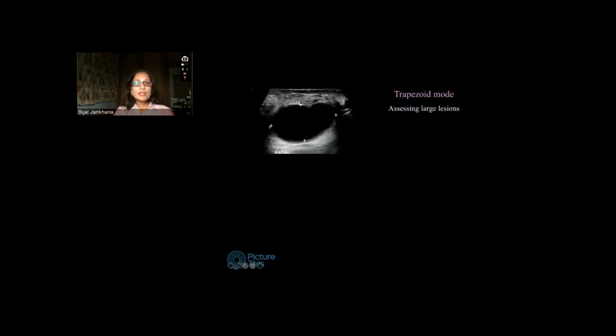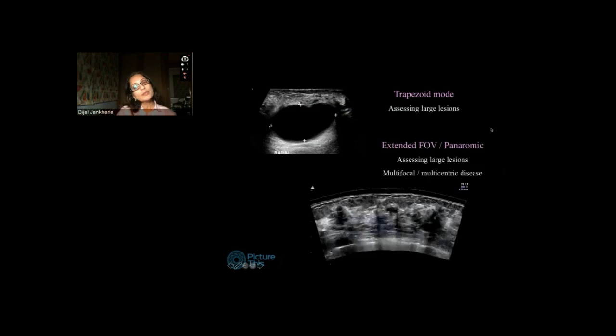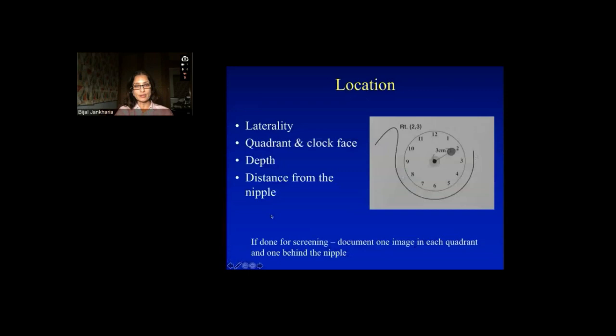We should have a machine which has a trapezoid mode, which is useful for assessing large lesions. And most machines now do have it, as well as the extended field of view or the panoramic mode, which is again useful for assessing large lesions as well as for multifocal or multicentric disease. We can actually measure the distance between the different foci of tumor in this patient.